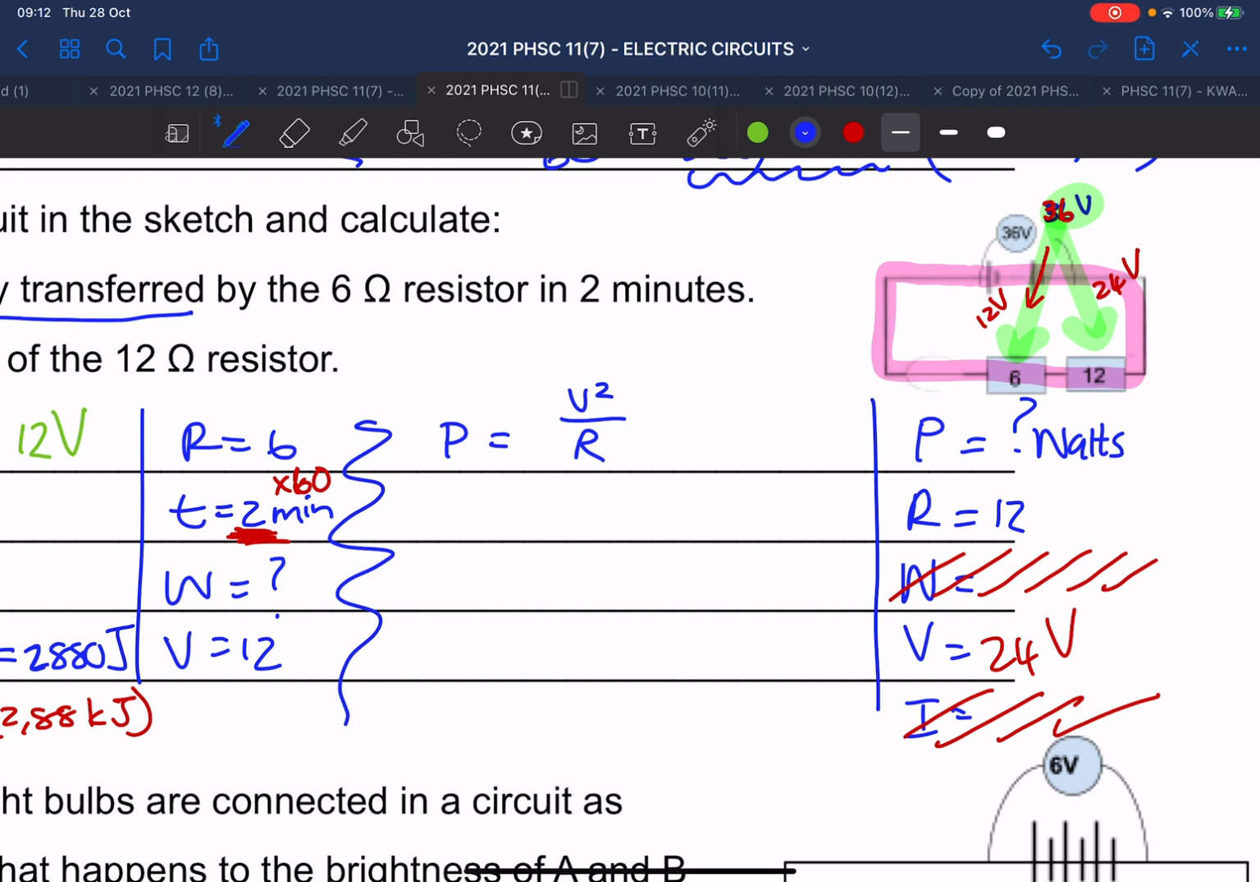We're at power now, P, power. Okay, so that is 24 squared divided by 12. And what do you get, Miles? Go for it, Tapelo. 48. For real? And the unit? What does W stand for?